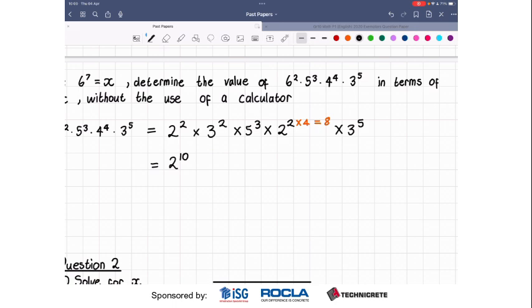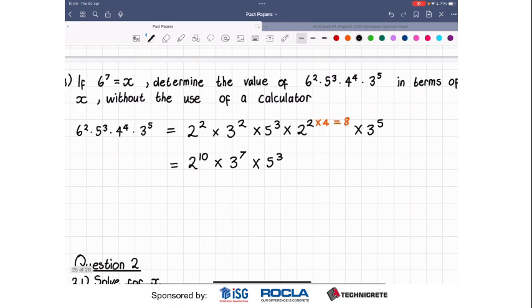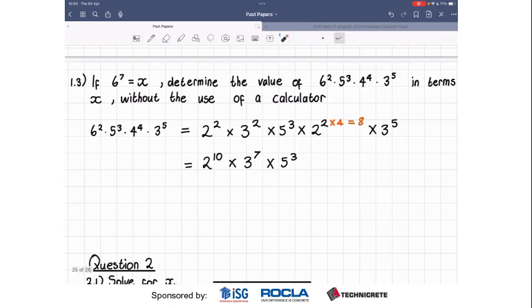And then for the 3 one, I'm going to keep the base the same, and I'm going to add the exponents, and this is going to be 2 plus 5, which is 7. And then the last thing that I'm left with is this 5 to the power of 3. Okay, then I'm going to go back to my question, and I remember they told me that 6 to the power of 7 is equal to x.